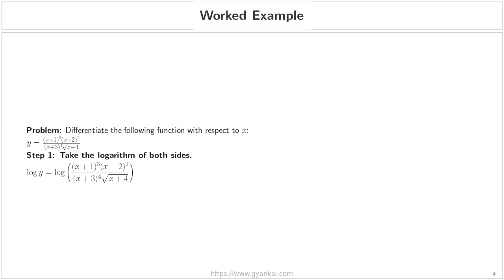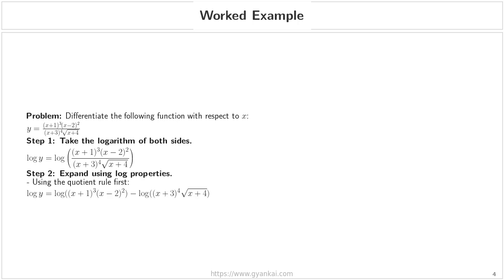By doing this, we rewrite the equation as the natural log of y equals the natural log of the entire fraction we just described. Now we move to step 2. Expand the expression using the logarithmic properties we covered in the previous slide. First, we apply the quotient rule, which allows us to split the fraction into a subtraction. This gives us the natural log of the numerator minus the natural log of the denominator.